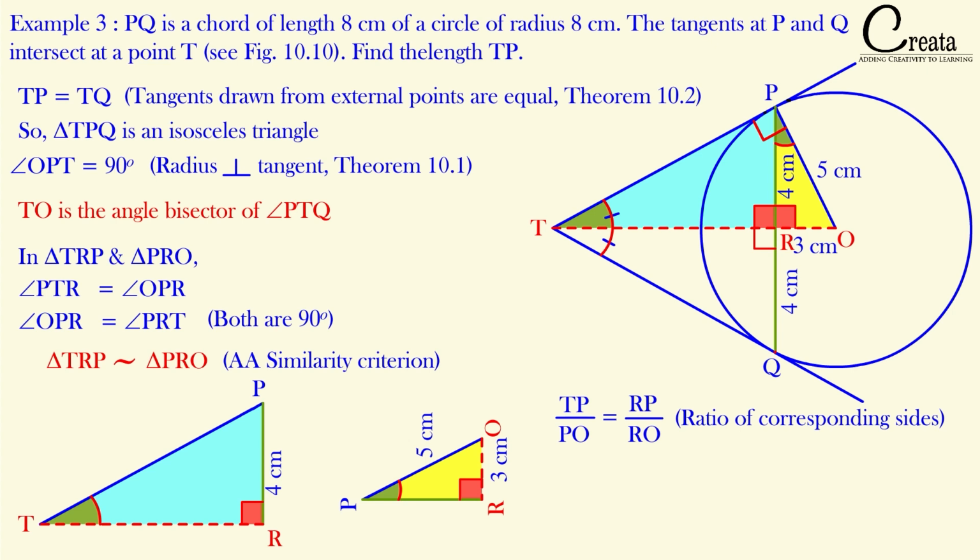So we can say TP upon PO is equal to RP upon RO. We know PO as 5, RP as 4 and RO as 3. On solving, we got TP as 20 upon 3 centimeter. That is the answer we are looking for.